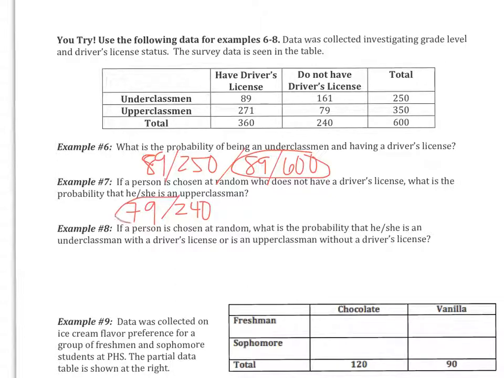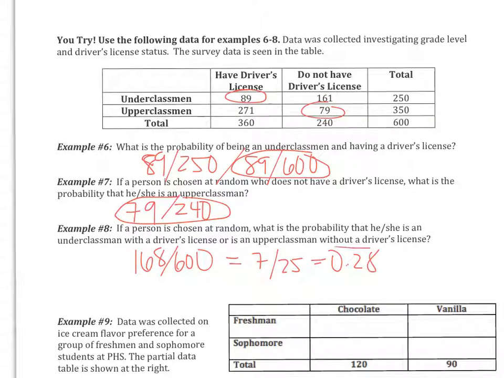How did we do on that one? Number 8, if a person is chosen at random, are we looking at everyone or just a subset? Everyone, all 600. What is the probability that he or she is an underclassman with a driver's license? So that's 89. Or an upperclassman without a driver's license? That's 79. What do you get when you add those together? 168. Okay, and I believe that simplifies to 7 out of 25, which is 0.28.